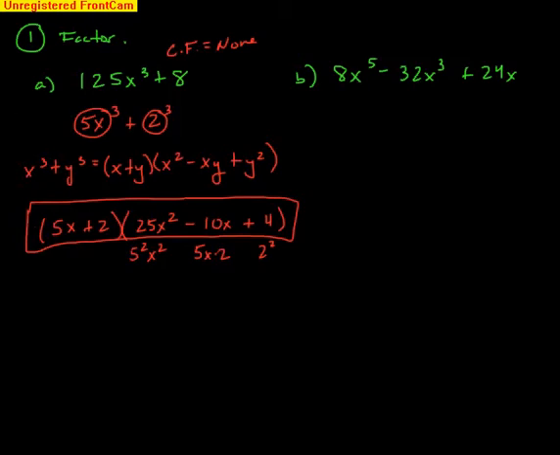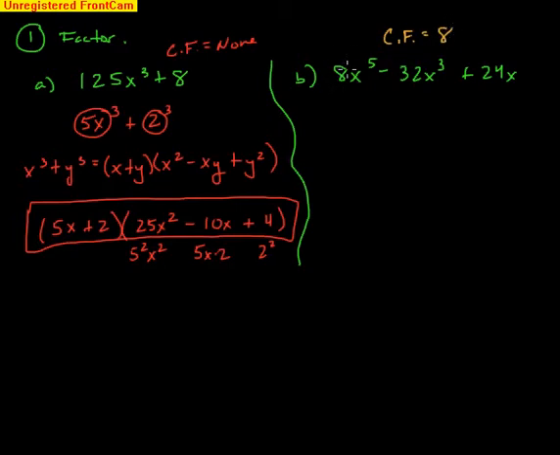Okay. Next one. I'll put a little divider in between them. We have to factor this one. I see 8x to the 5th minus 32x cubed plus 24x. I notice there's 3 terms, so I'm thinking maybe this factors with 2 sets of parentheses. First thing I will look for is a common factor, though. Let's first look at the numbers: 8, 32, and 24. I believe that 8 goes into all of them.